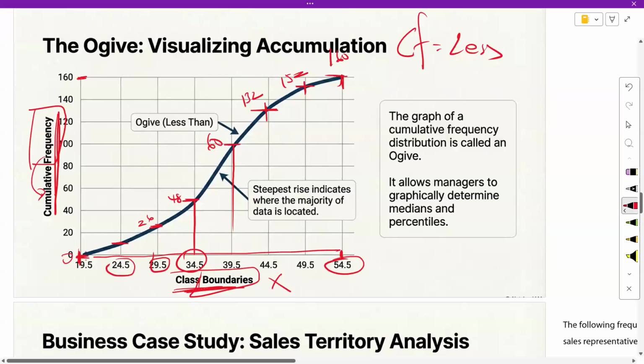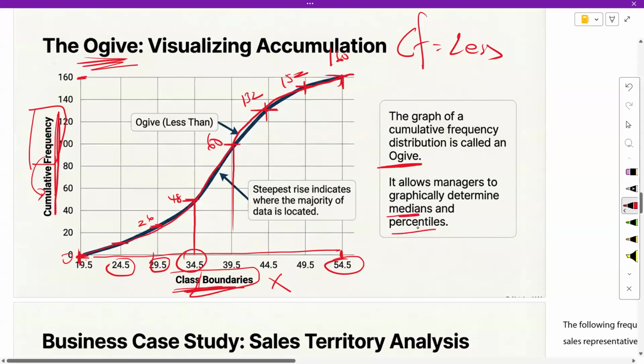Now we can see a graph like this. Connect all the points and draw the graph. This line is called an Ogive. The graph of the cumulative frequency distribution is called an Ogive. It allows managers to graphically determine the median and percentiles.